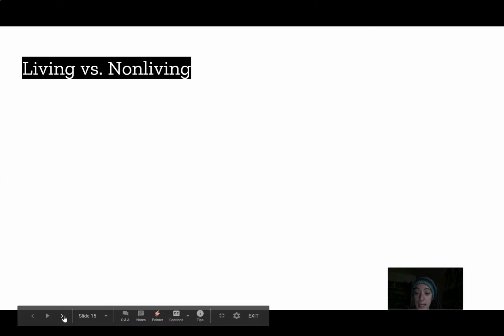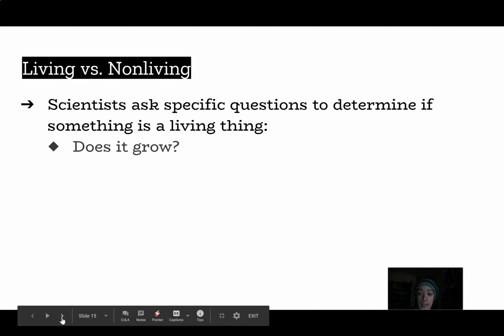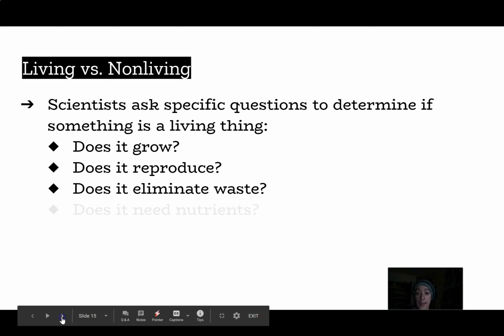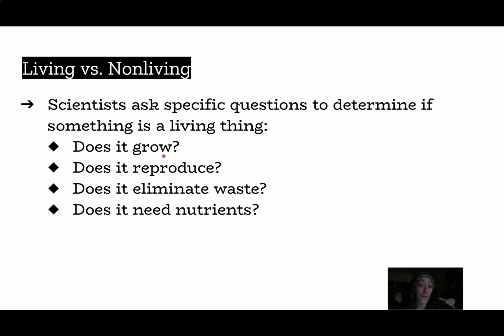All right, and then the second half of these questions spells out G-R-E-N, Gren. So the scientist asks, does it grow? Does it reproduce? Does it eliminate waste? And does it need nutrients? Some of these are pretty self-explanatory and some of them are not. Does it grow means can it grow on its own? Does it add mass to itself throughout its life? That one's pretty obvious.